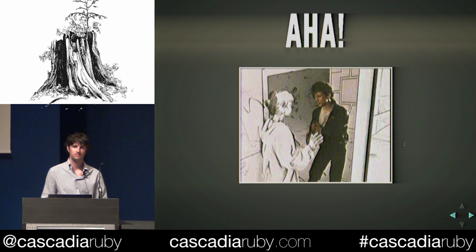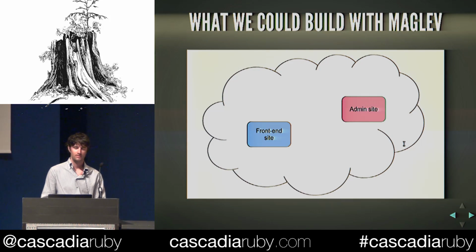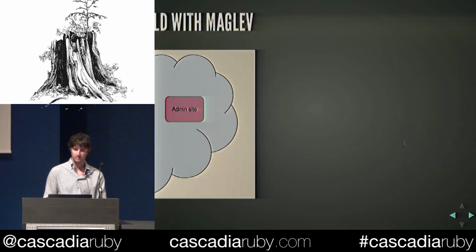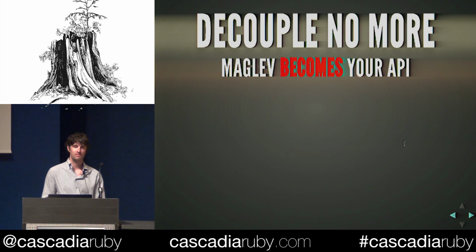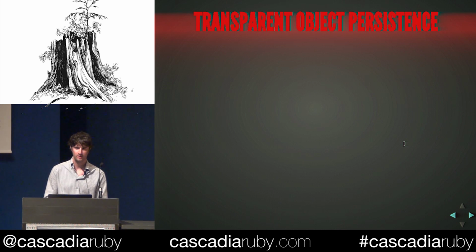Thinking about those systems a year and a half ago, I had an aha moment. I was like, wait a minute, transparent object persistence. If all of my objects live in one space, it means I don't have to write APIs for my systems to talk to each other. This is the kind of thing you can build with MAGLEV. I like to think of that cloud as actually a warm, sticky ball of dough. Your objects just stick inside and they float around, kind of like chocolate chips when you're making cookies. So you don't have to couple your apps together using these external services. MAGLEV actually becomes your API. And it does that by this transparent object persistence.